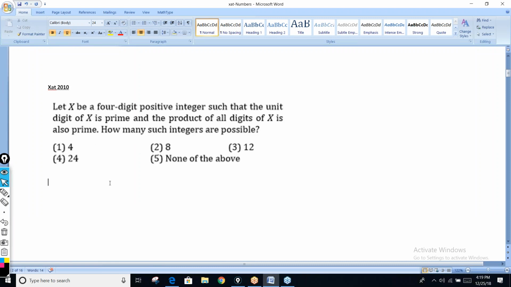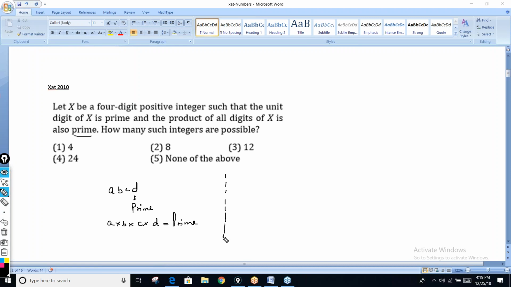The question says, let x be a four-digit positive integer such that the unit digit of x is prime. It's a four-digit positive integer and the unit digit is prime. And the product of all the digits of x is also prime. The product a into b into c into d is also prime. How many such integers are possible?